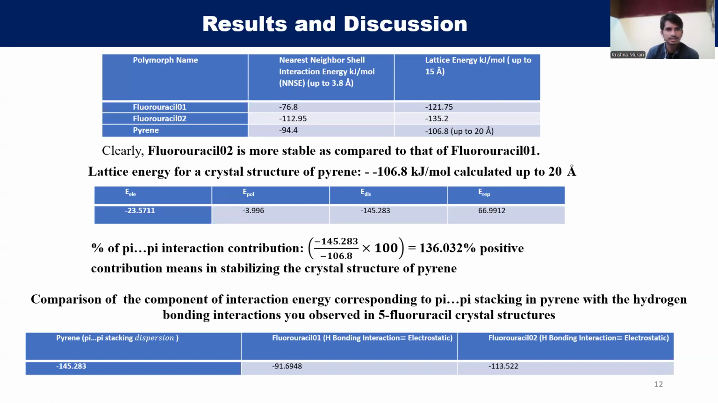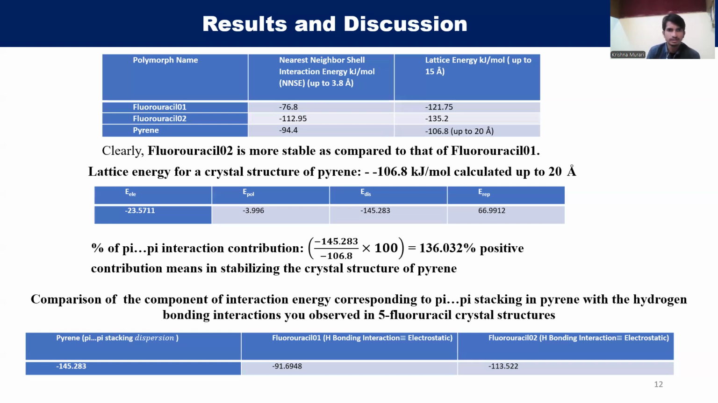Similarly, the lattice energy for pyrene is also calculated, which comes out to be minus 106.8 kilojoule per mole, and we have calculated it with a cluster radius of 20 angstrom. Now, the contributions of various factors are given here. First is the electrostatic part, which contributes minus 23.5711 kilojoule per mole. After that, polarization energy contributes minus 3.996 kilojoule per mole. Then dispersion energy is minus 145.283 kilojoule per mole. And last, the repulsive energy, whose contribution is 66.9912 kilojoule per mole.